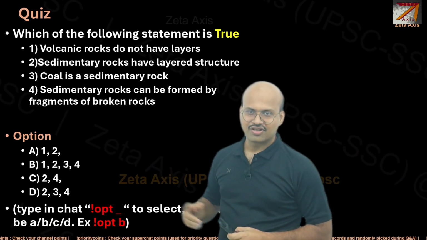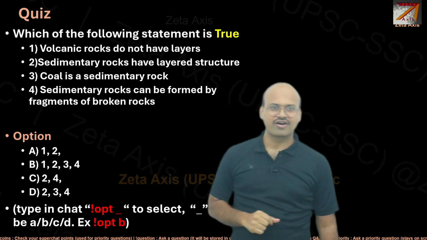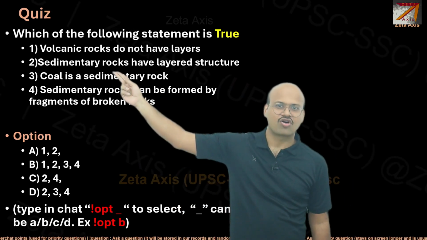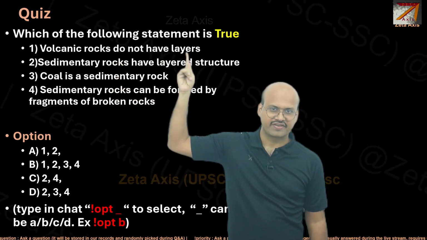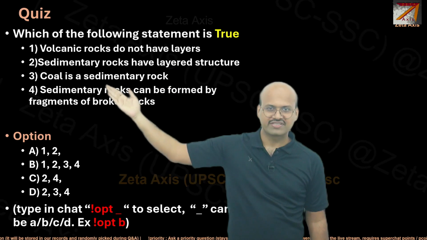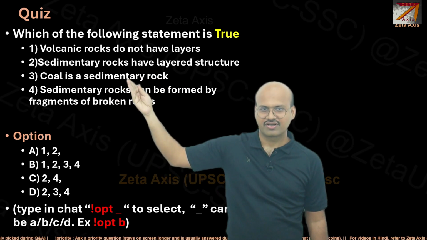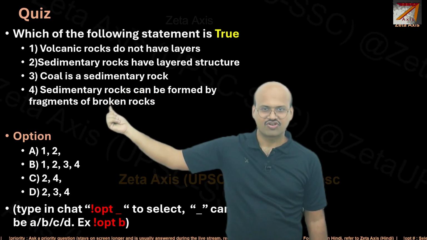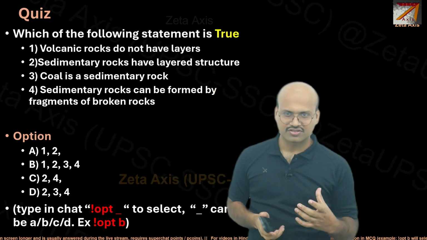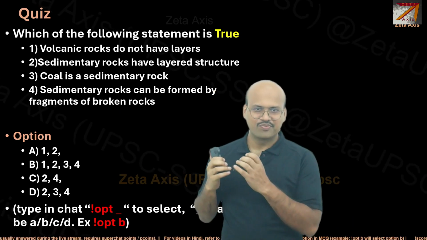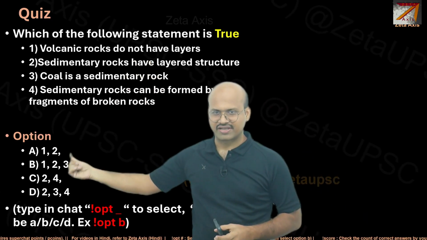So let's see. The answer was B. Volcanic rocks do not have layers. We have seen previously that volcanic rocks do not have layers. It is the sedimentary rocks that have layers. That is, sedimentary rocks are stratified, while volcanic rocks are not stratified. So 1 is true, 2 is also true. Coal is a sedimentary rock. We just saw that this is an organically formed sedimentary rock. And sedimentary rocks can be formed by fragments of broken rocks. This is the example of mechanically formed sedimentary rocks, where the rocks were formed by the broken fragments of rock which existed earlier. That is why all these statements are true, and the answer will be B.